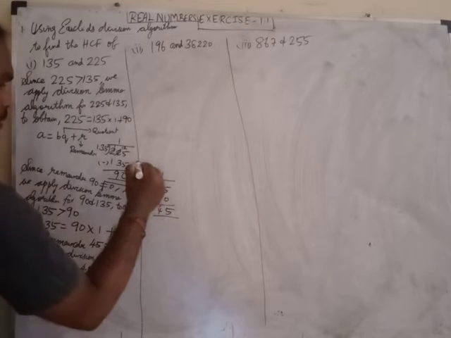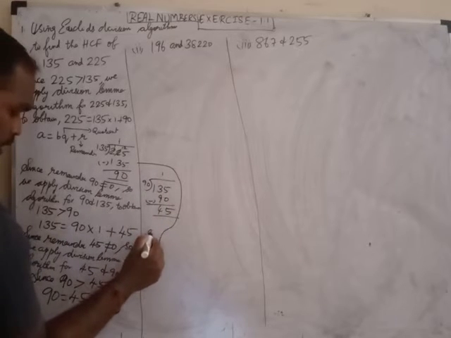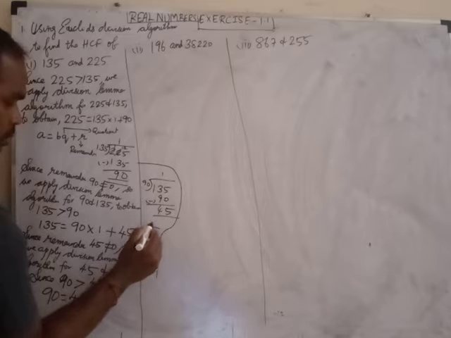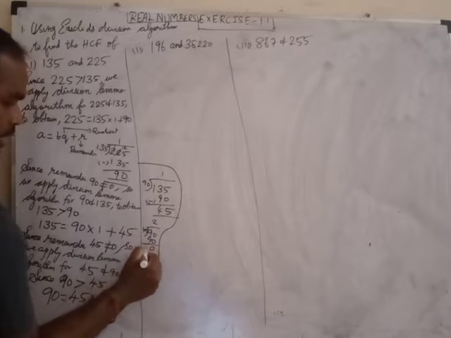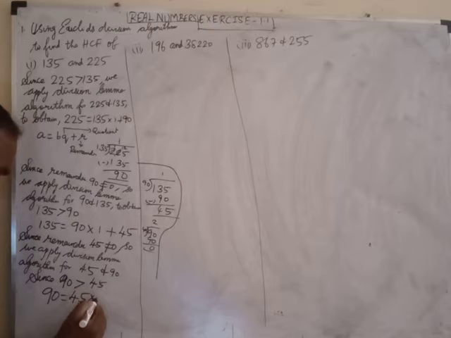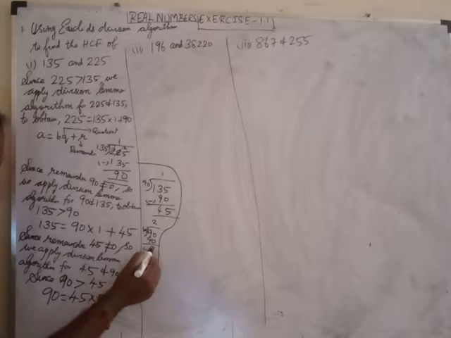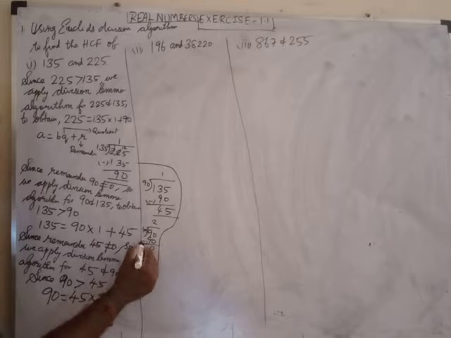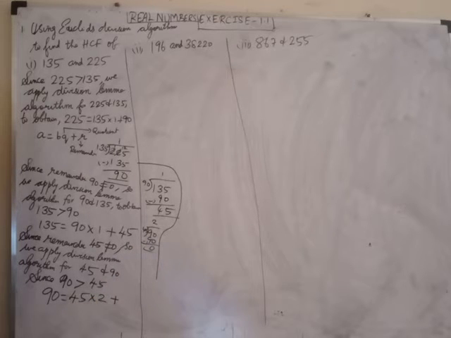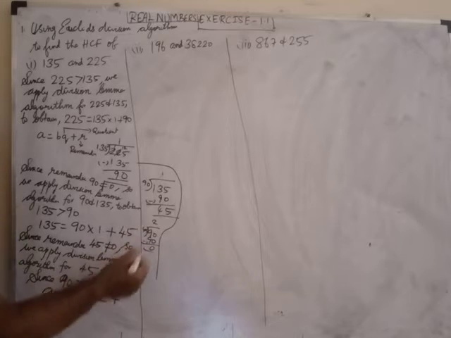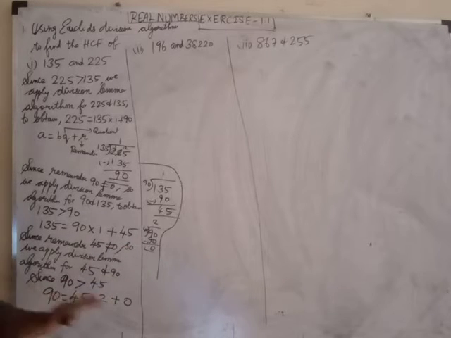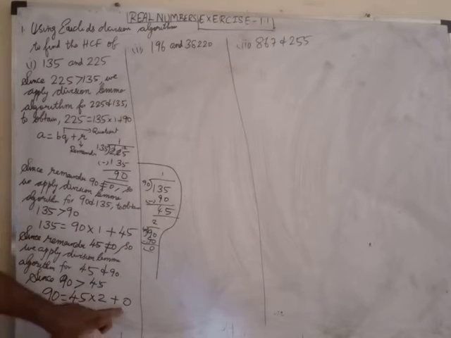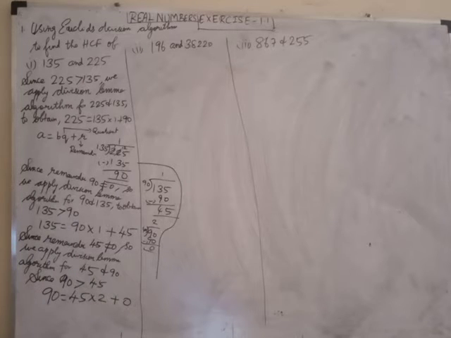See here. 90 divided by 45, how much will it come? 2 into 45 is 90, so 2 plus remainder. 90 minus 90, what is the remainder? Tell me. 0. So now we have received the number 0. Correct? The remainder comes as 0.